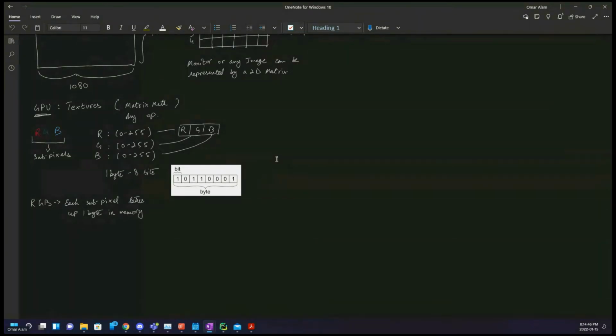So that means that these are subpixels, right? And 1 pixel would be this entire thing, RGB, right? So that means 1 pixel takes up 3 bytes in memory.